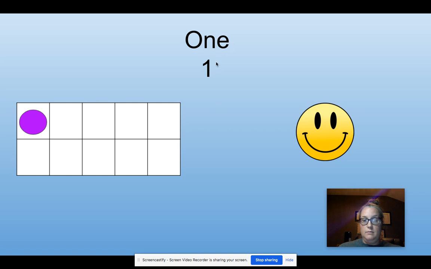So if this was the number 1 and I only had 1 in my 10 frame and I only had one smiley face, what do you think is going to happen next? Let's see if you're right.